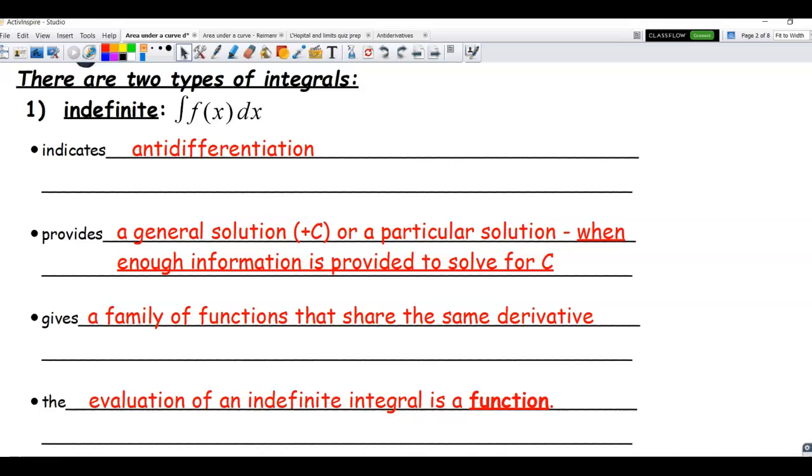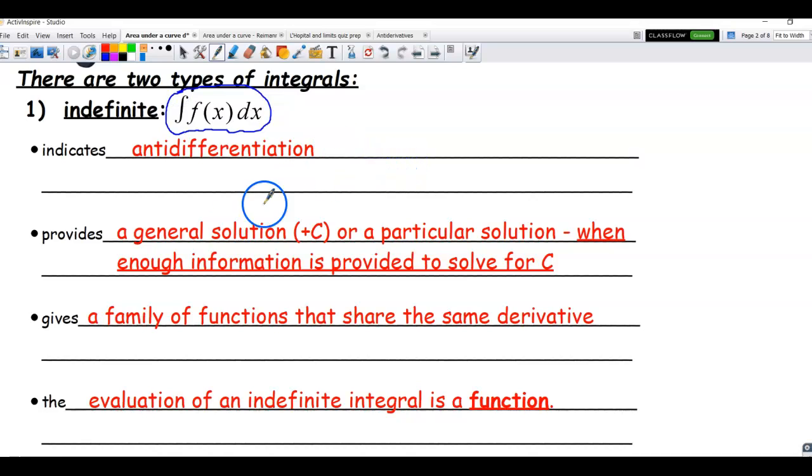The first type of integral is an indefinite integral. So take a look at what an indefinite integral looks like. It has the integral symbol, it has the dx, and it has a function in between. So this is what an indefinite integral looks like. And the operation that is indicated by what you see here is anti-differentiation, which we have just started learning.